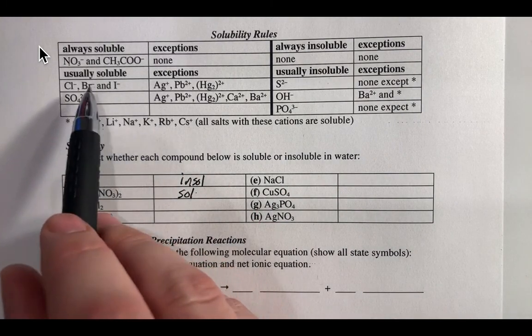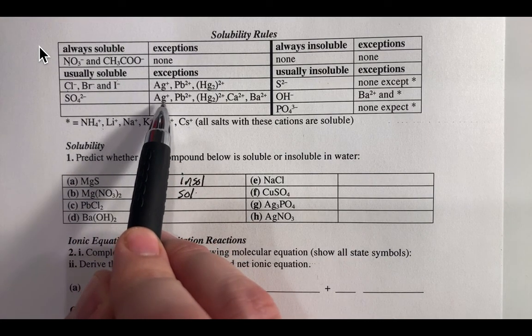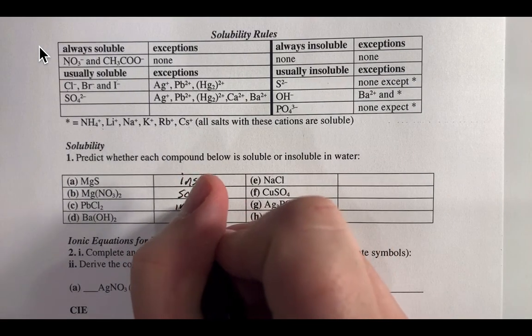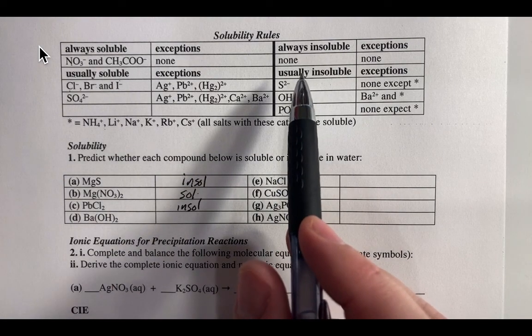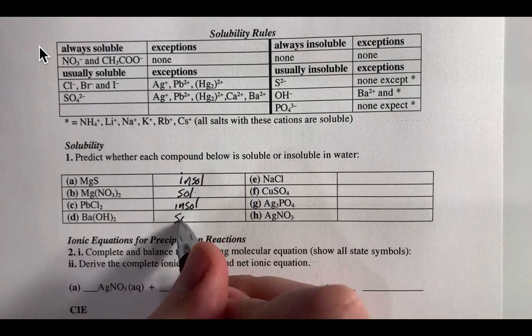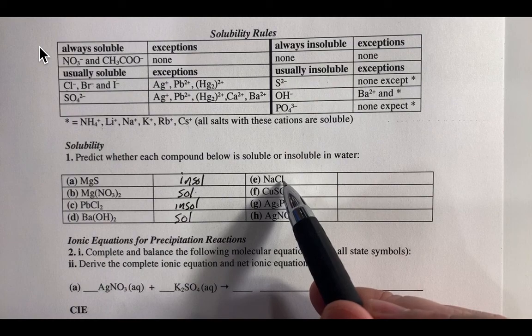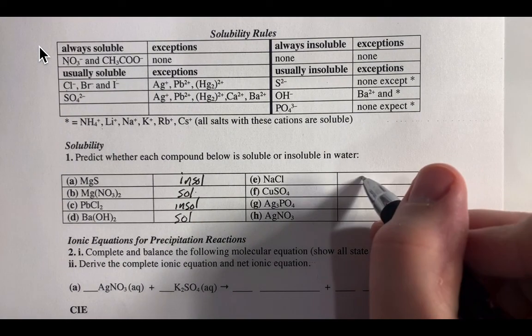Chloride salts are usually soluble. The exceptions to that rule are silver, lead, and that's lead, so insoluble. Hydroxide salts are usually insoluble. Barium, however, is an exception, making it soluble. Chloride salts are usually soluble. All sodium salts are soluble, so this is really, really soluble.